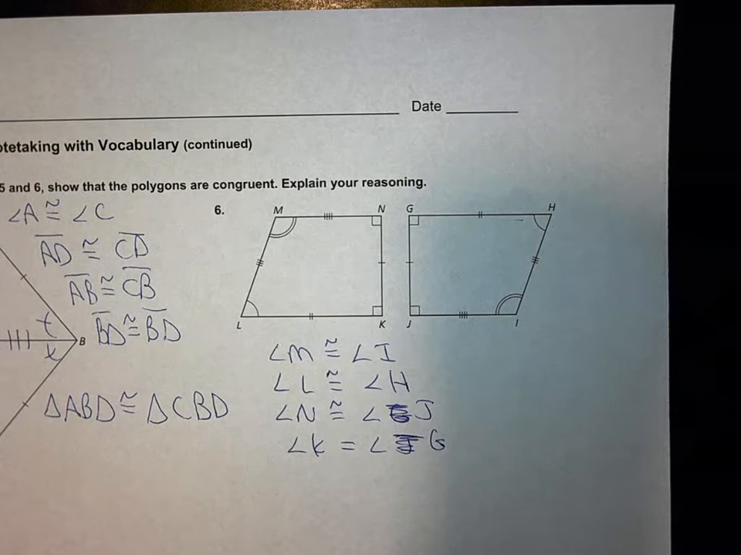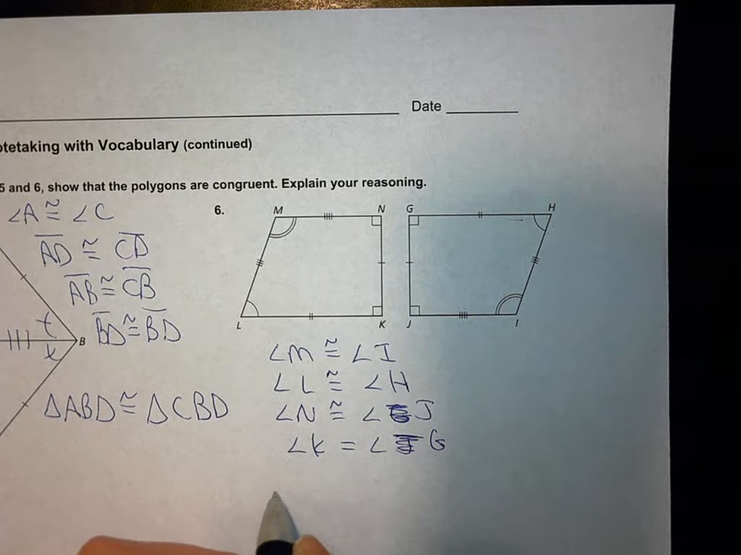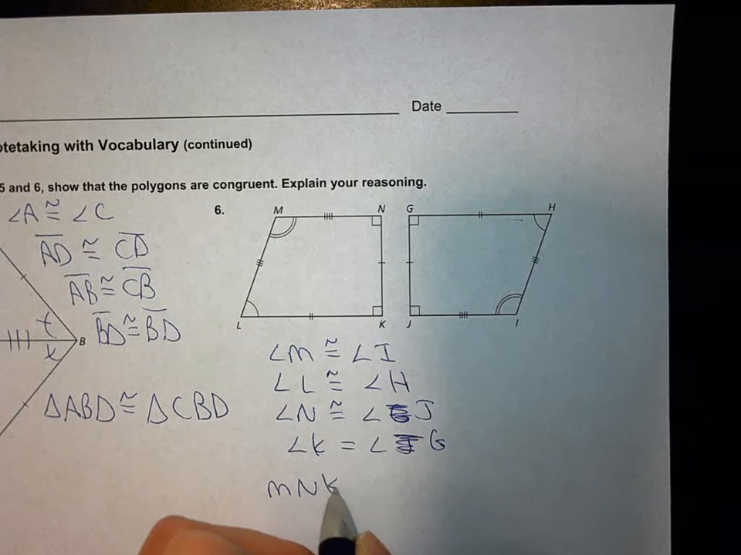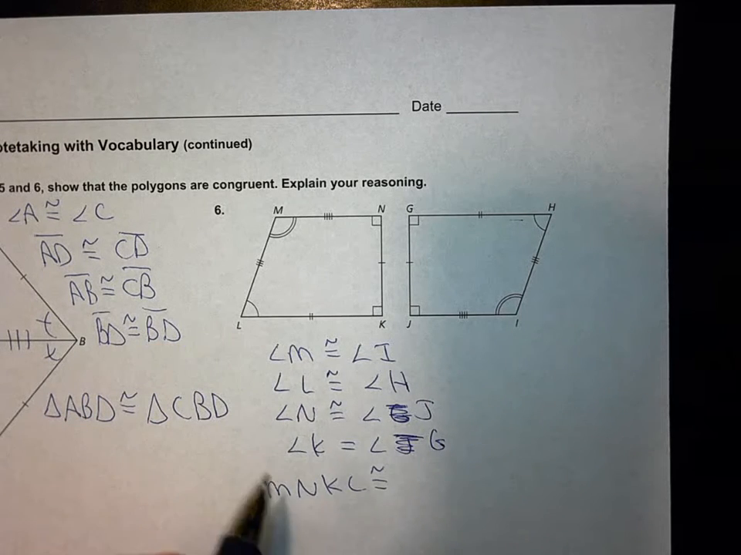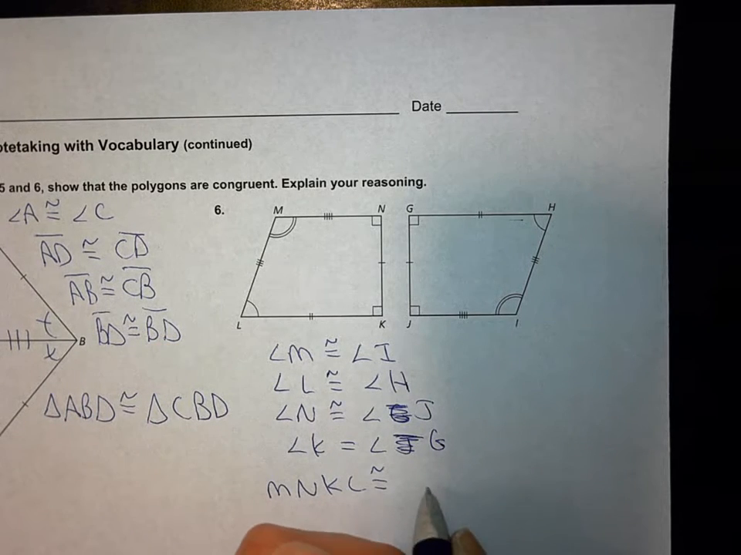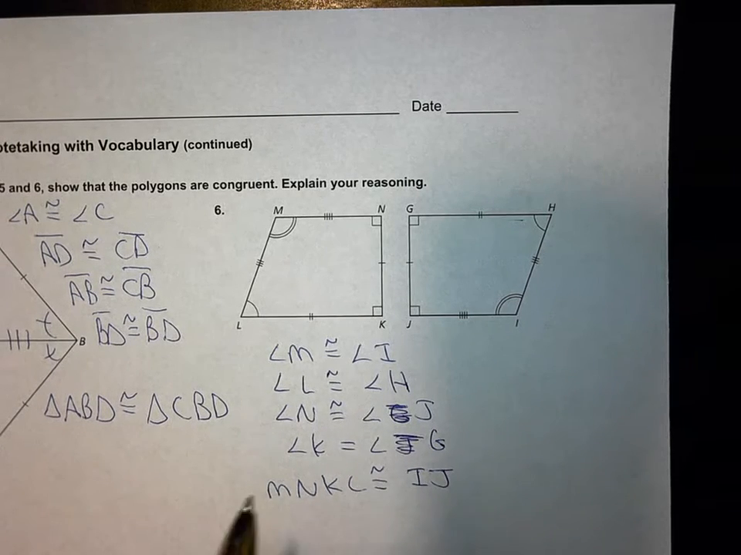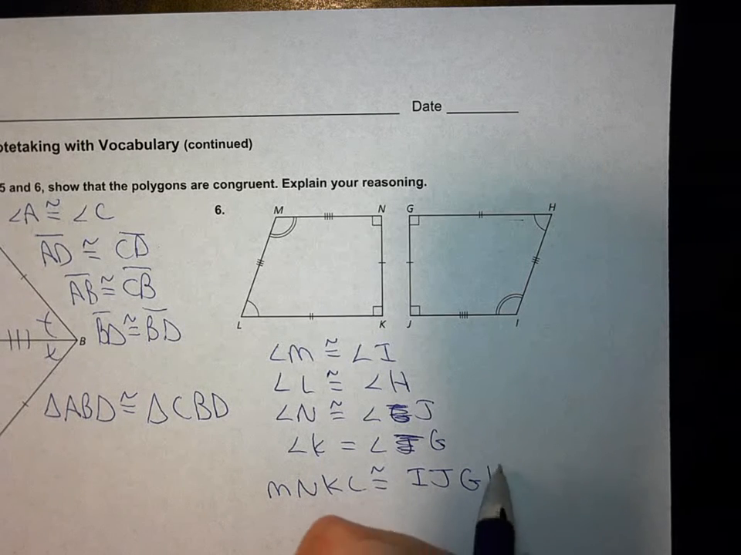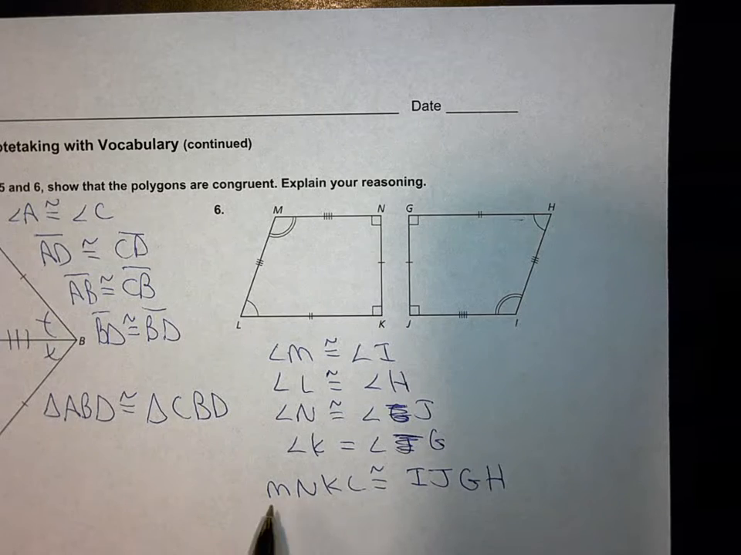Okay, that means we can rewrite this. If we start here, we could say M, N, K, L. So we just walked around the figure, and then we can look up here. M is congruent to I, so we have to start with I. N is congruent to J, so we'd have to go to J. K is congruent to G, and L is congruent to H. So we could say M, N, K, L, so we would have to say I, J, G, H. And again, you can write this in a different order.